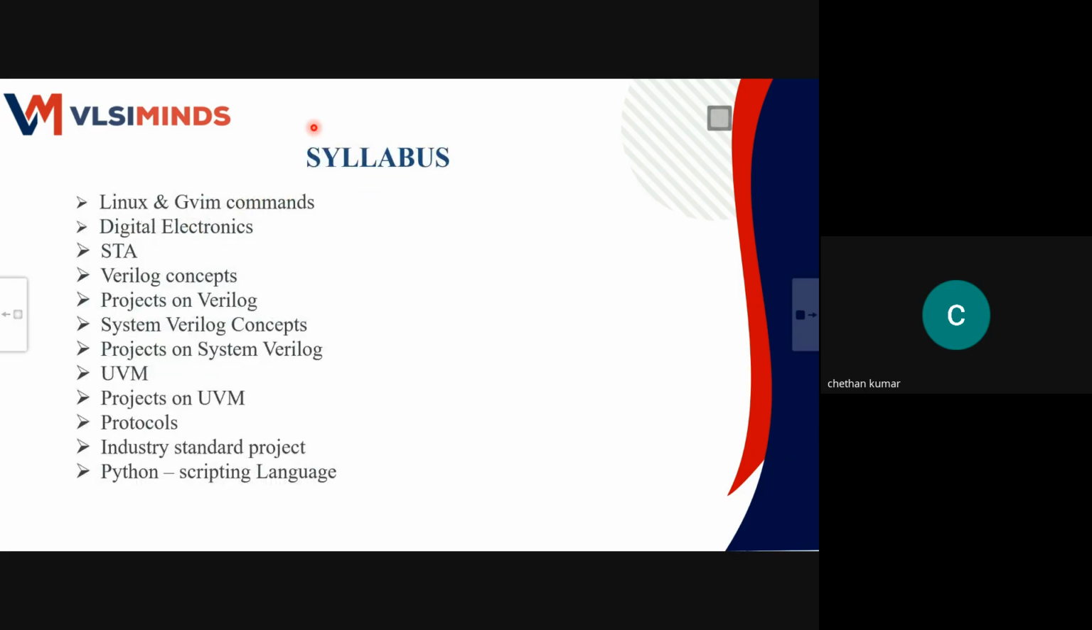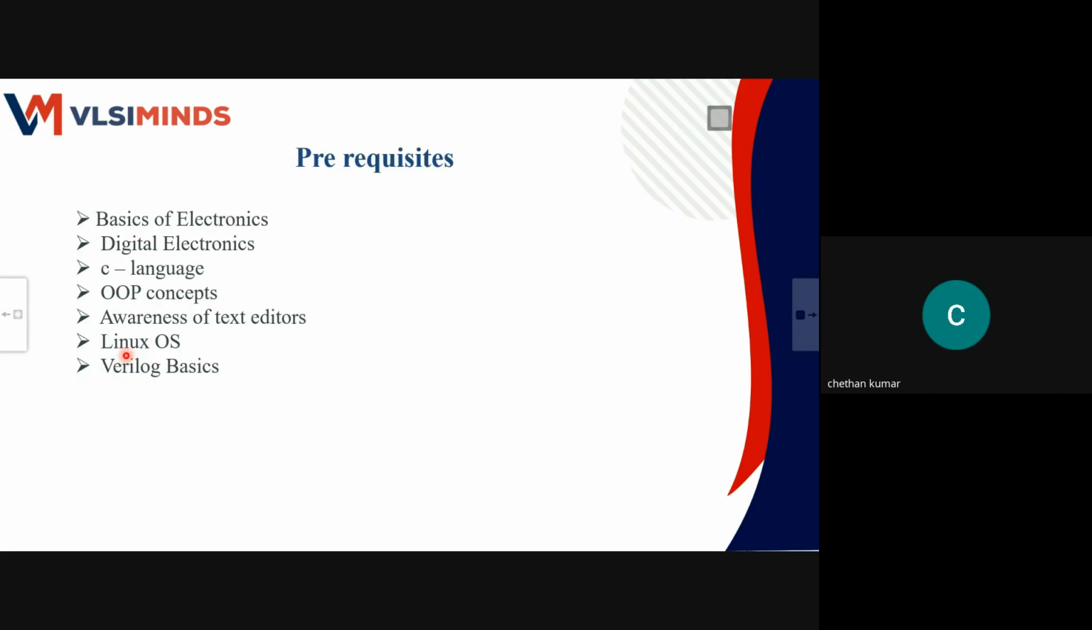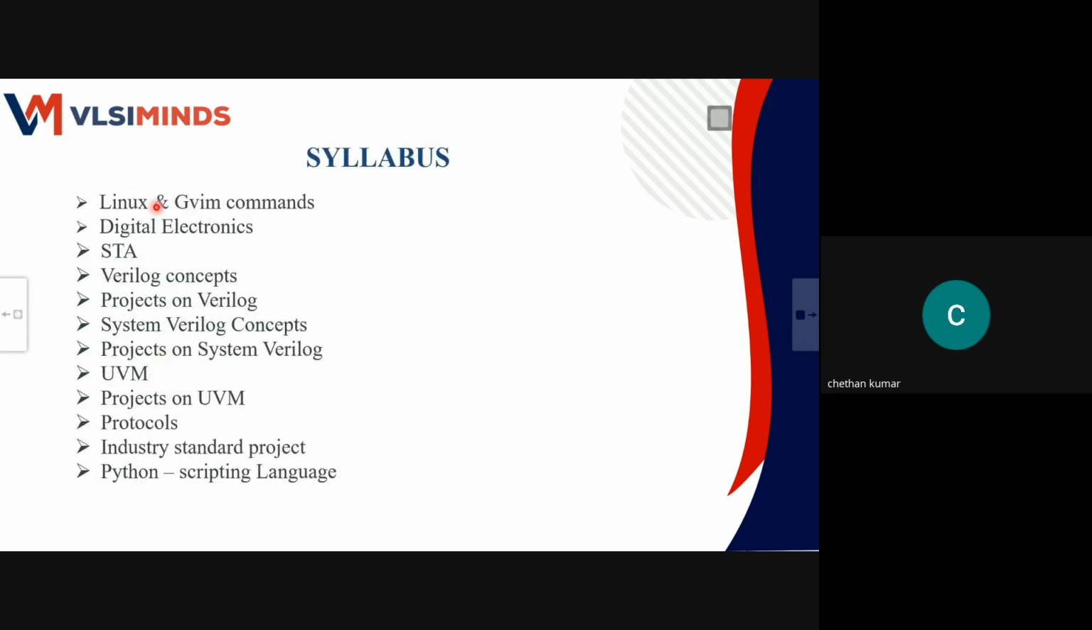Okay, so what are the things that we are going to cover in the regular session? Linux and GVim commands. I told you, right? In industry, they are using the Linux operating system. So in order to get familiar with that, we are going to teach you the Linux commands and how the operating system works. And GVim is a text editor. That means you are writing the code in a file, right? So in order to edit things, what are the commands that you have, we are going to teach you those things. And we will revise everything in digital electronics.